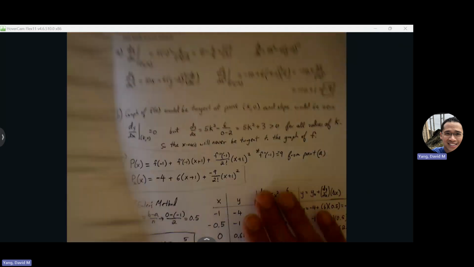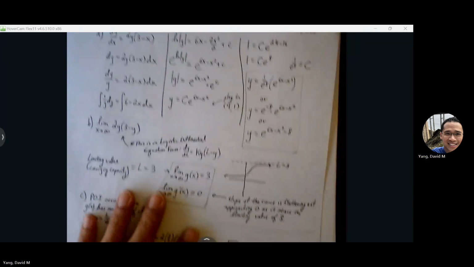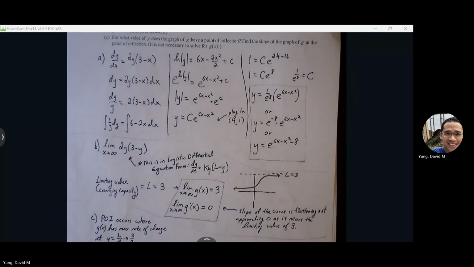All right, page 17. For part B, if it's a logistic differential equation, all your curves will always be shaped like this, and they'll always be reaching a ceiling.